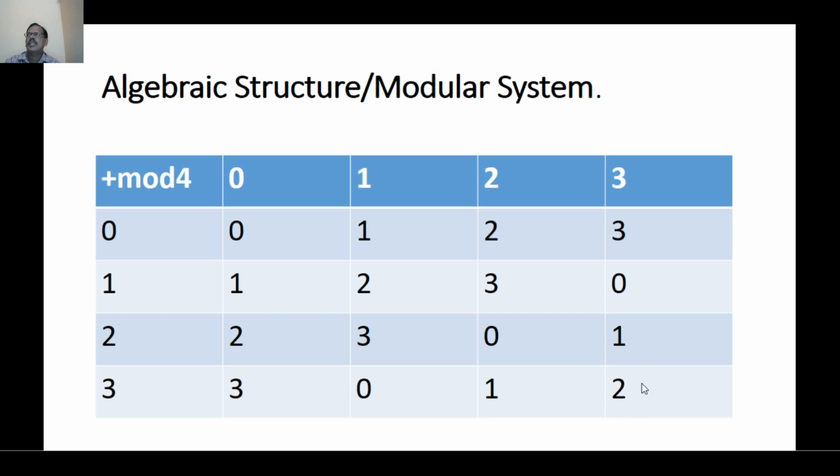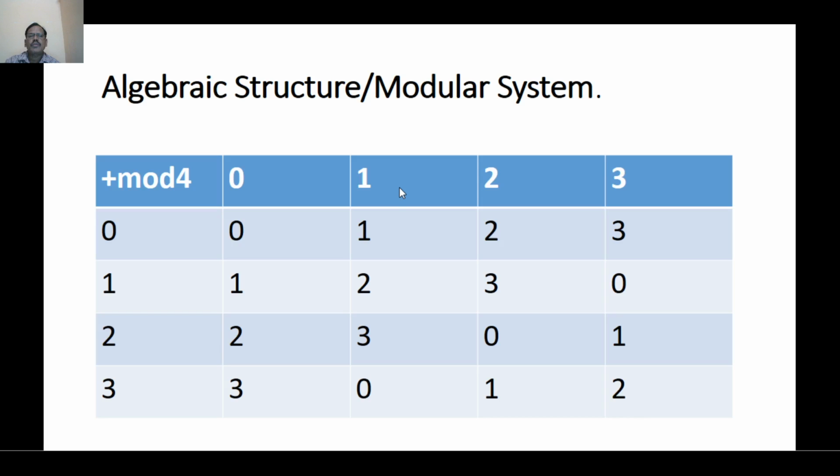The inverse of 2 is 2. The inverse of 3 is 1. So every element has its own inverse and hence it satisfies commutative property also. Therefore, it is an abelian group under addition modulo 4.